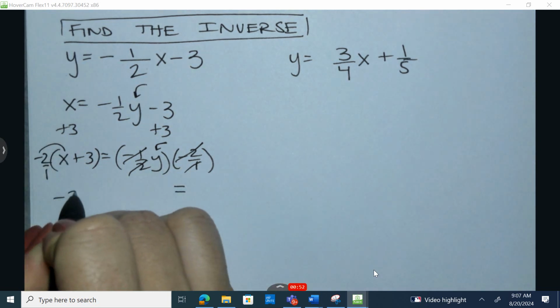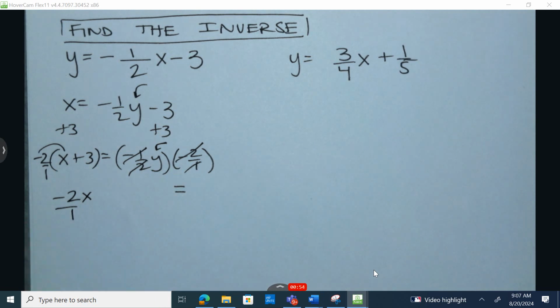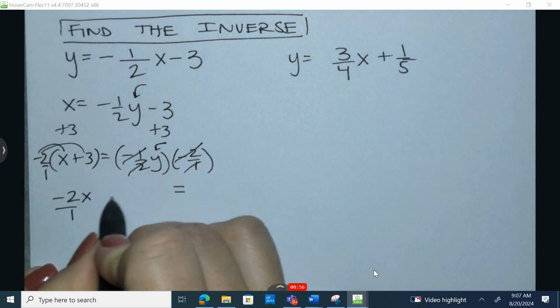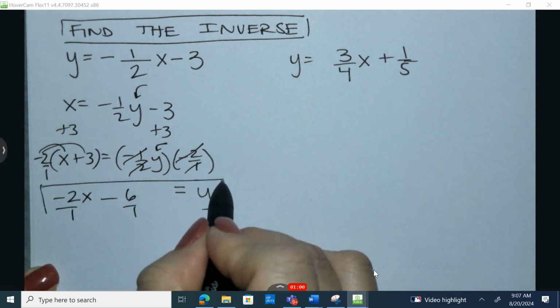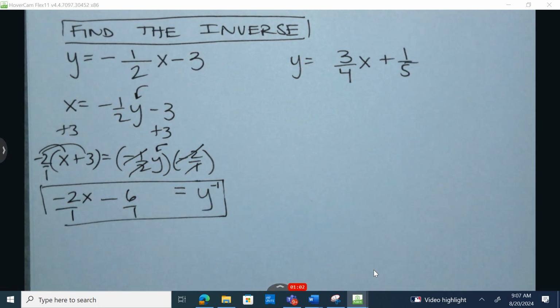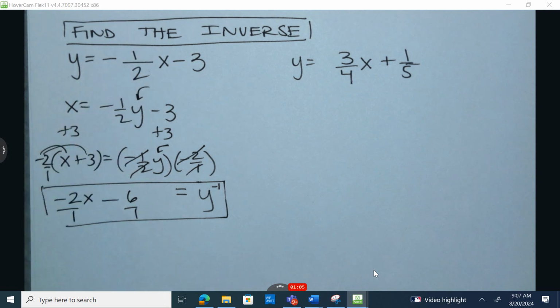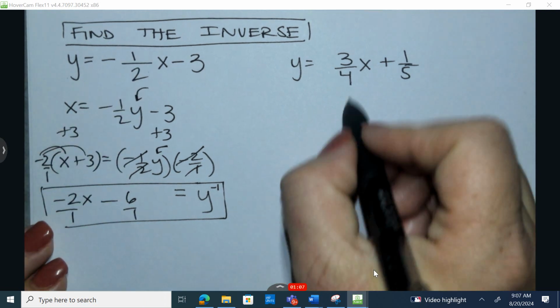When I distribute, I get negative 2x. If you want to put a 1 on the bottom, it's not wrong. And negative 6. If you want to put a 1 on the bottom, it's not wrong. Now, how do I identify this as being the inverse? I'm going to put a little negative 1 here. This is the inverse of this function. Okay, let's do the next one.